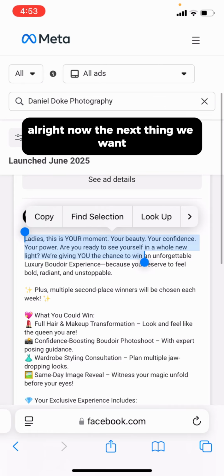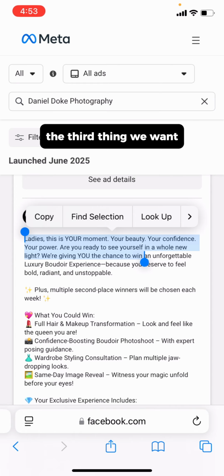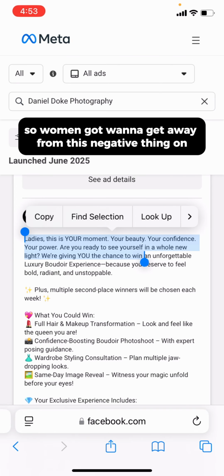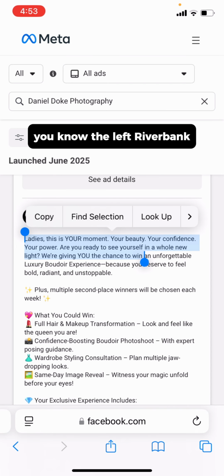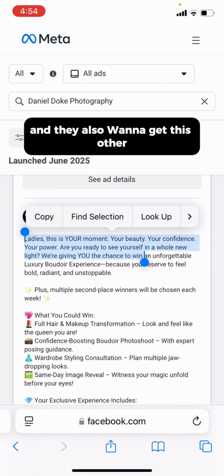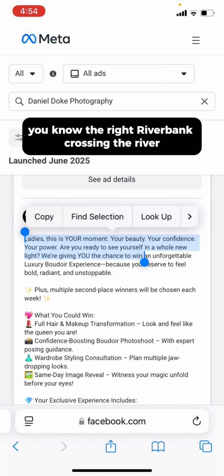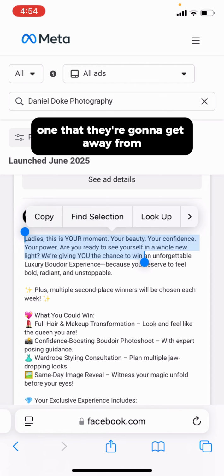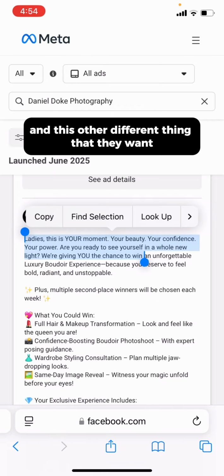All right, now the third thing we want in the See More headline is a positive. So women want to get away from this negative thing on the left riverbank, and they also want to get this other different orthogonal thing on the right side, the right riverbank, crossing the river. So we're getting these two things, one that they want to get away from and this other different thing that they want.